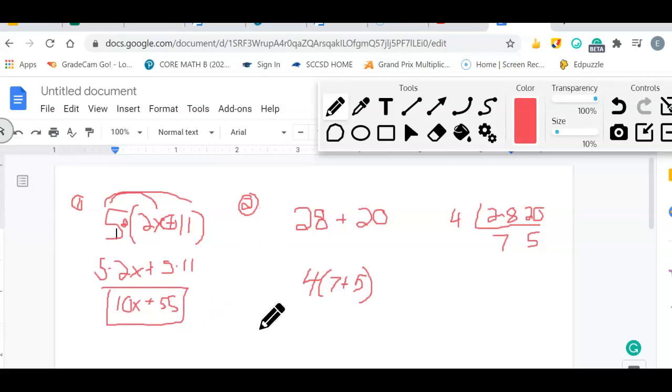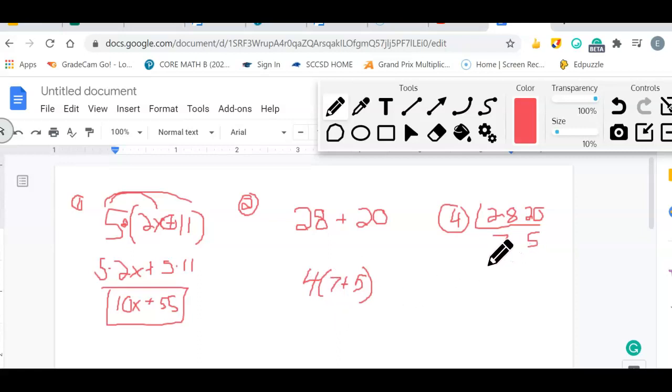All right, number 2. Here we are using the distributive property and the greatest common factor. So I have 28 and 20. I need to find the GCF. I can divide a 4 out using my ladder method. 28 divided by 4 is 7. 20 divided by 4 is 5. The GCF is the one on the left-hand side, so it's 4. And that's the number that goes on the outside of the parentheses.